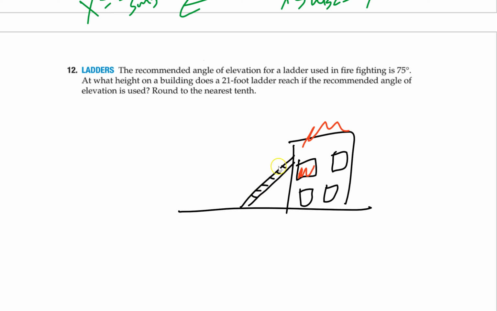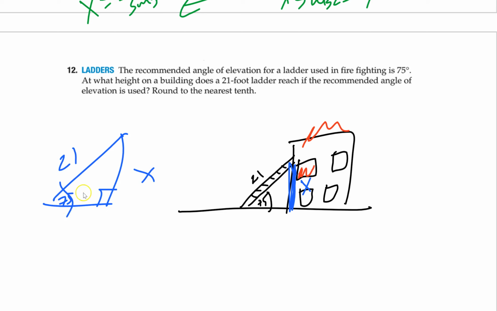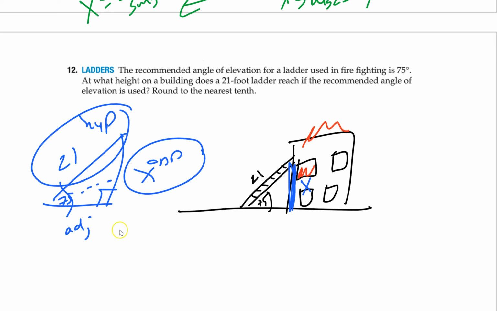Now look what it says again. The recommended angle of elevation for the firefighter ladder is 75 degrees. So this has to be about 75 degrees to be stable. At what height does a 21-foot ladder reach? So this is a 21-foot ladder. We're looking for how high on the building it goes if that angle is 75. So this is what we're looking for. So again, I'm going to draw another triangle on the side here. 21, 75, and x. List out the sides. This is opposite. Here's the right angle. Here's hypotenuse. And this is adjacent. We want opposite. We have hypotenuse. That looks like sine again.